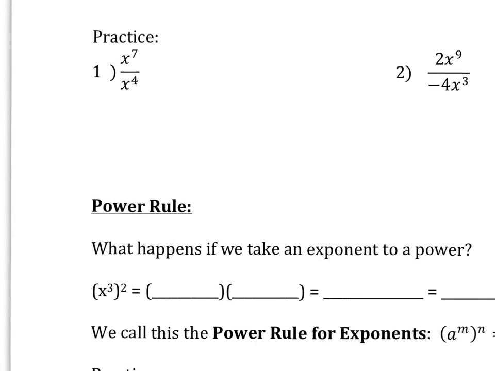Let's do some practice problems with this. Okay, x to the 7th divided by x to the 4th is just going to be x to the 7 minus 4 power, which is x cubed.